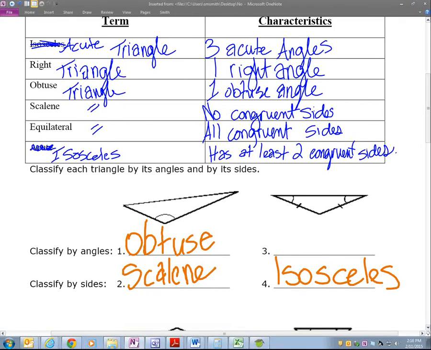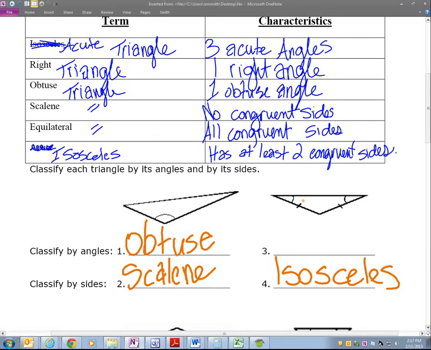Okay. Then we have this one here. We have 2 congruent sides, and that's what that line means there. When it's an arc around the corner, that means that those two angle measures are going to be the same. And then when you have that little dash, I'll get to that. So what is it?